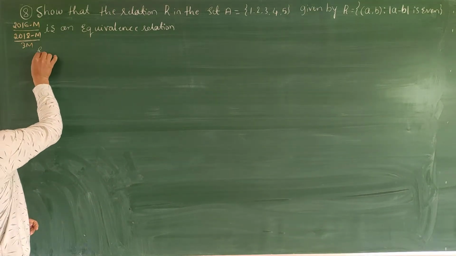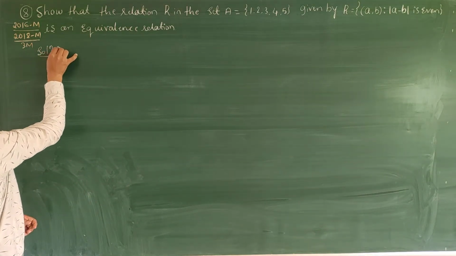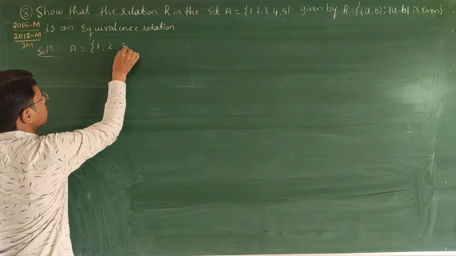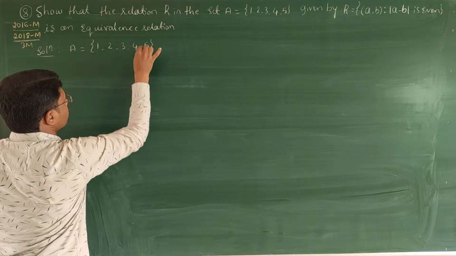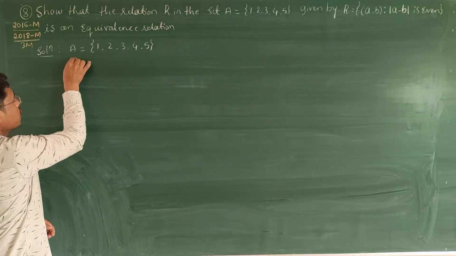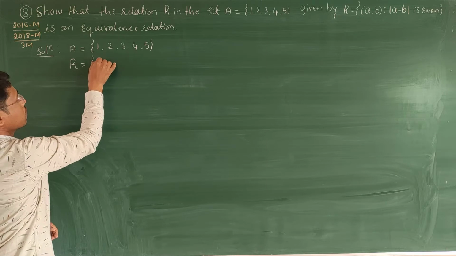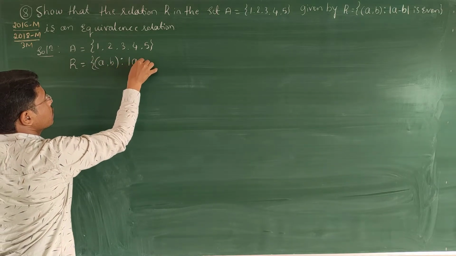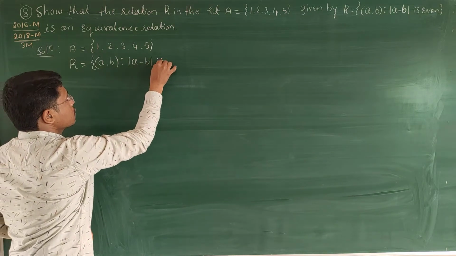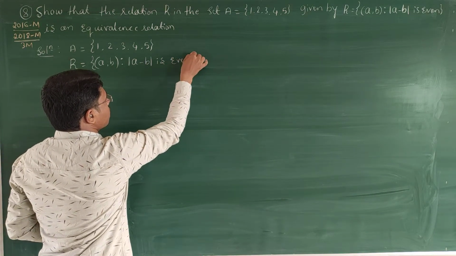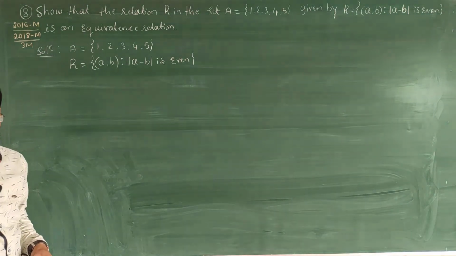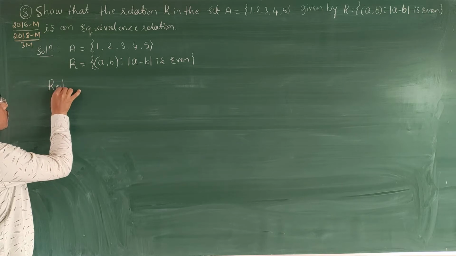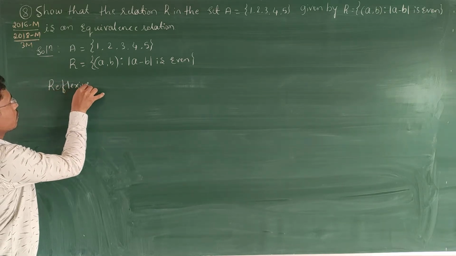First write the given set A is equal to {1, 2, 3, 4, 5}, and the relation is R equal to (a, b) such that |a − b| is even. Okay, so now let us check the reflexive relation. Reflexive.